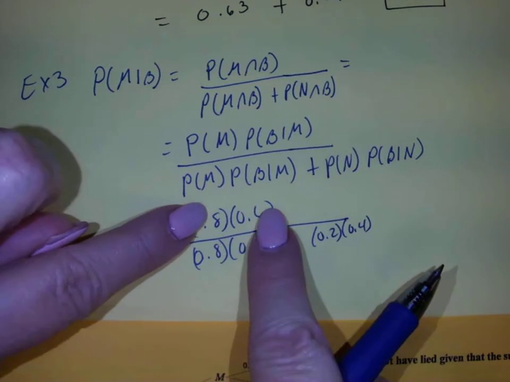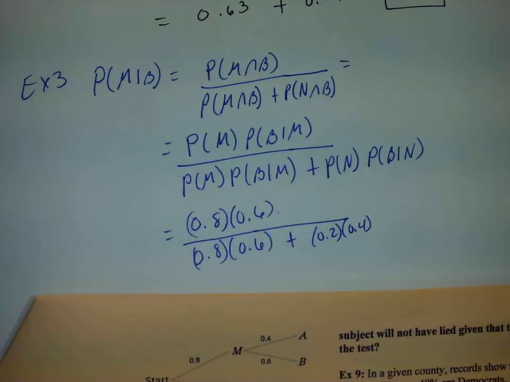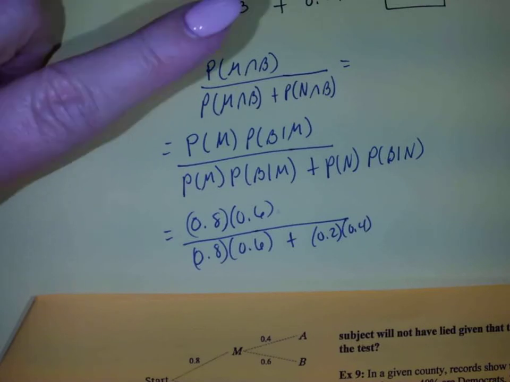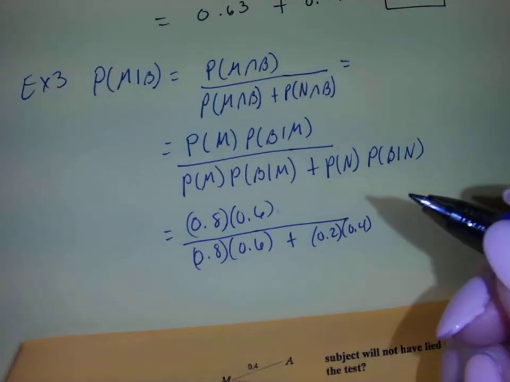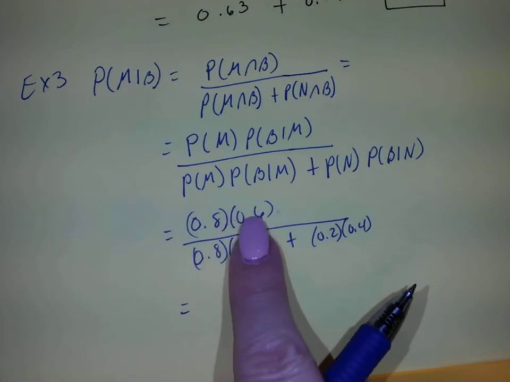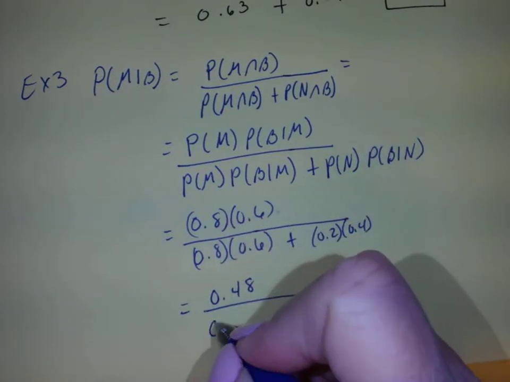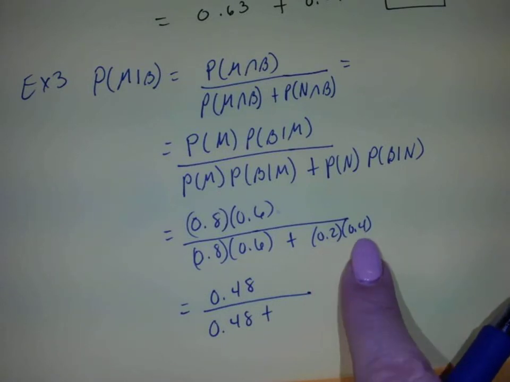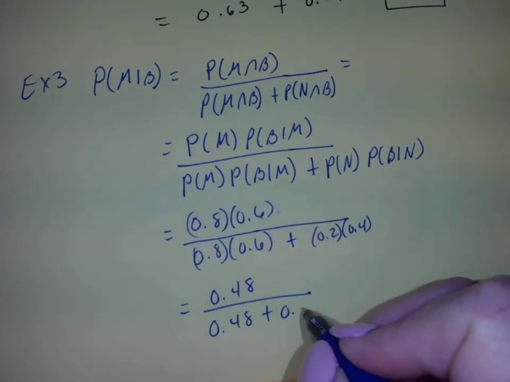So these two parts here are always going to be the same, because you've got that probability of the intersection over that intersection plus the other intersections that occur. All right, so if we simplify the numbers on the top, when we multiply that, we get 0.48 divided by 0.48 plus 0.2 times 0.4 will get us 0.08.